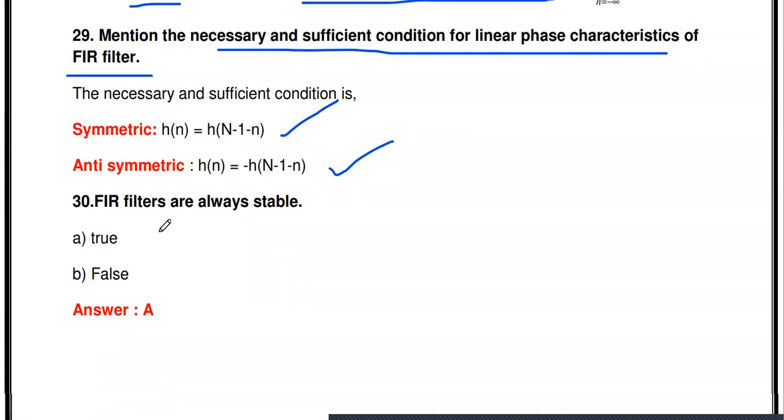Then, FIR filters are always stable. It's true. So all FIR filters are stable filters and linear phase filters. These are some of the questions about the design of FIR filter using the frequency sampling method, and ideal differentiator and Hilbert transform.